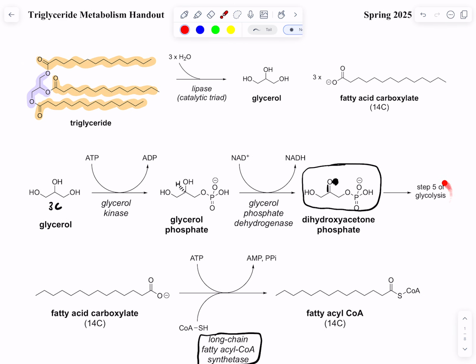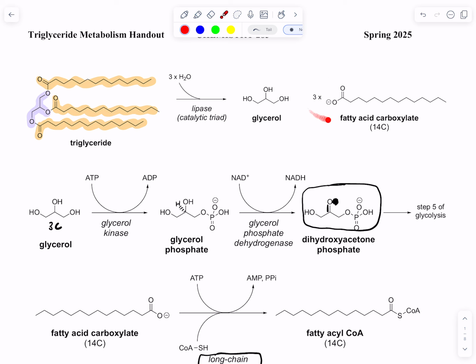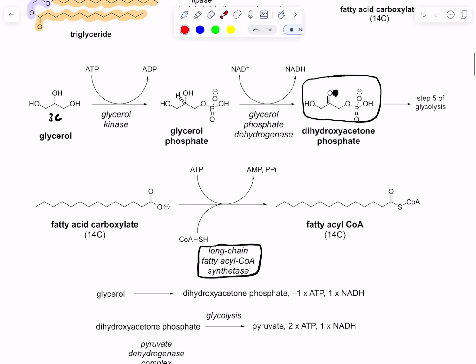So that's the fate of glycerol. It's going to go to glycolysis, and we'll talk about that in a little bit. Next, you've got these 3 fatty acid carboxylates. And again, this is an overview of what happens. We're going to go back and talk about how. The fatty acid carboxylate needs to go from a carboxylate to a thioester, and that's uphill in energy. That's from level 4 to level 1. So we need to pay for that somehow.